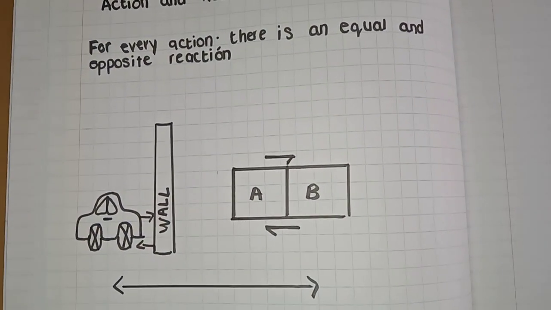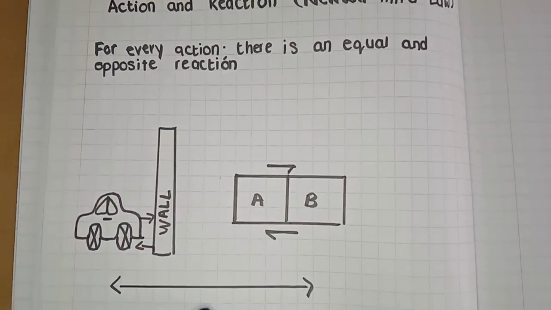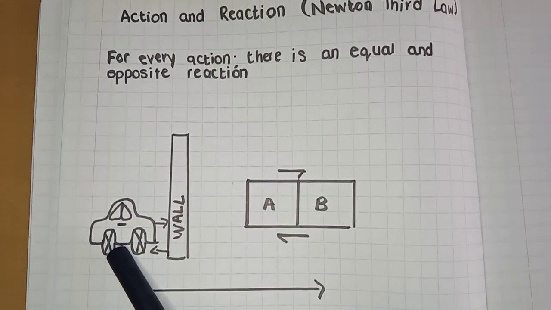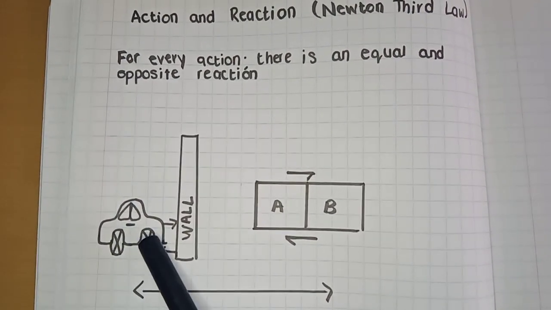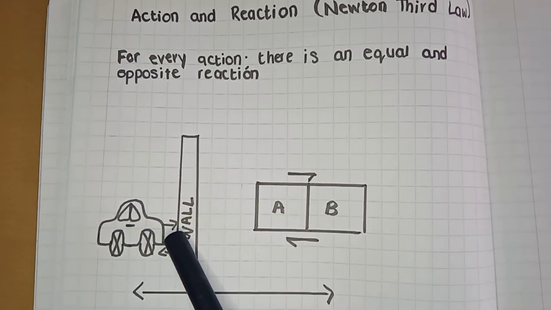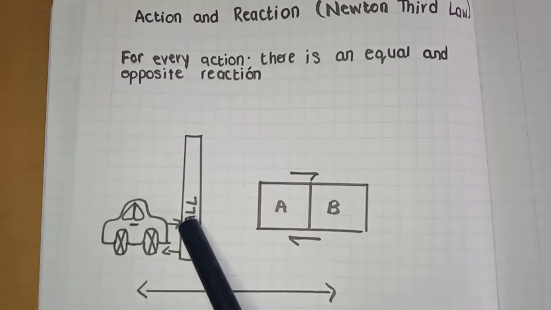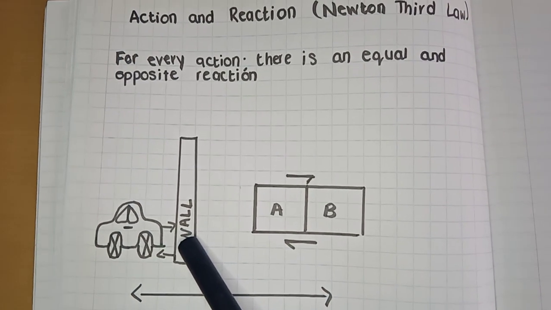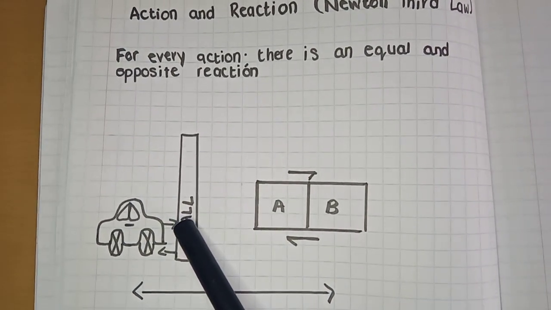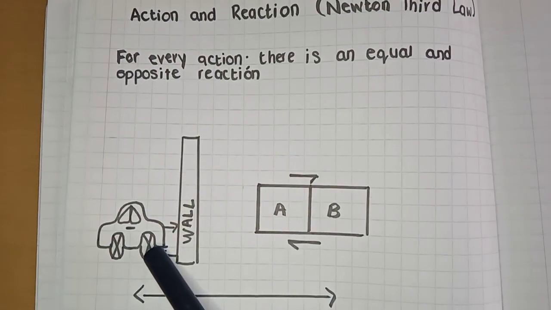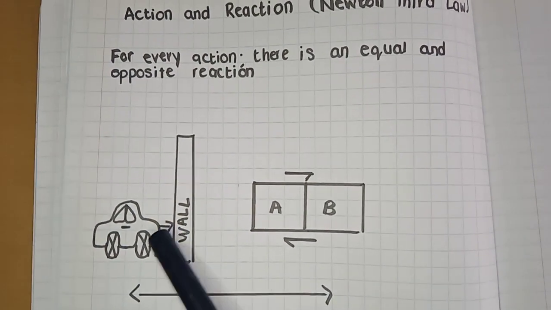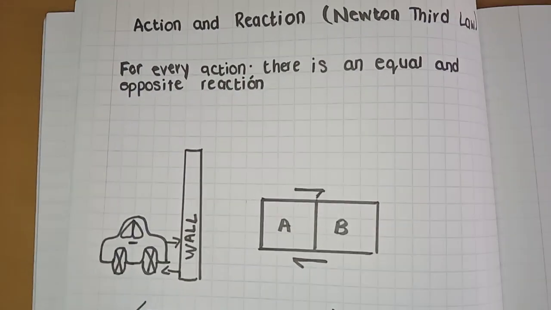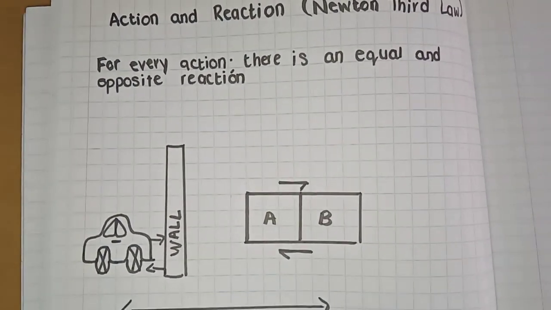So if you take this example over here, we have a car colliding into a wall. Now, with this theory that states for every action there's an equal and opposite reaction, as the car is colliding into the wall, the wall will simultaneously exert that same amount of force back onto the car. This happens quickly and simultaneously. This is where you'd get that impact of the car crashing into the wall.